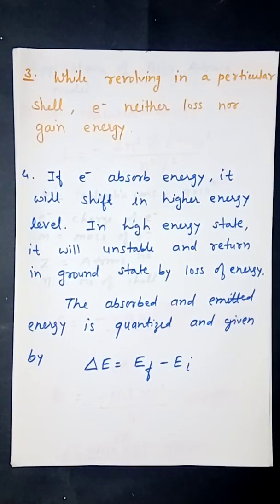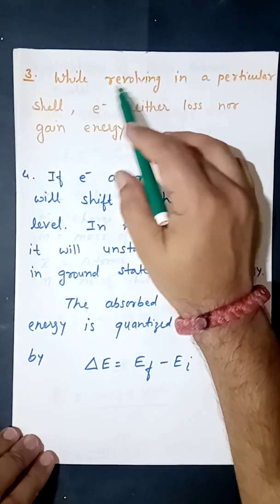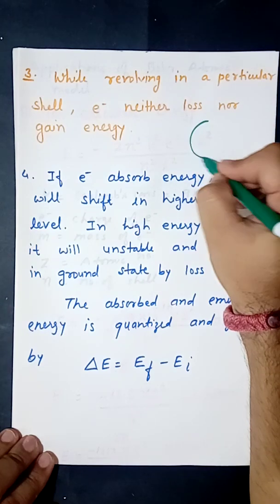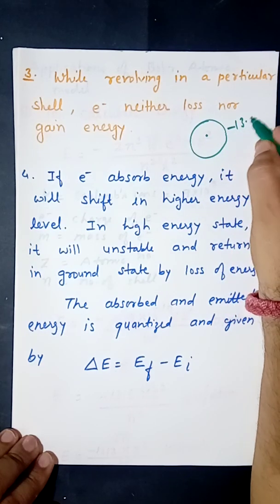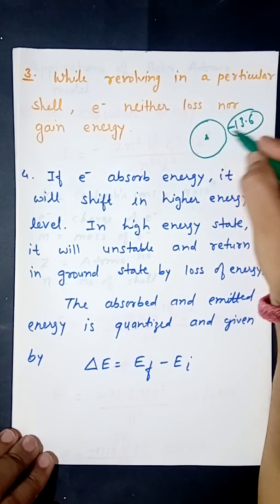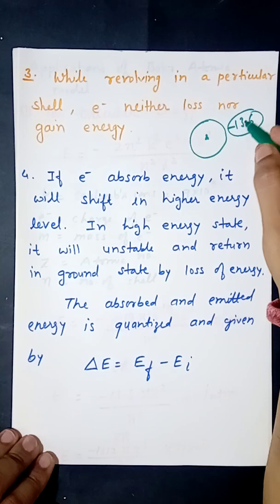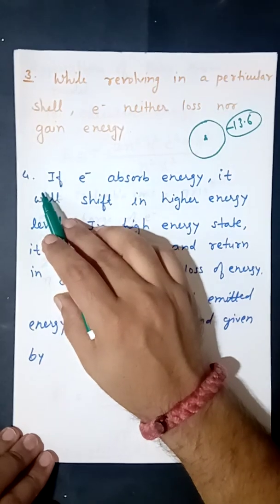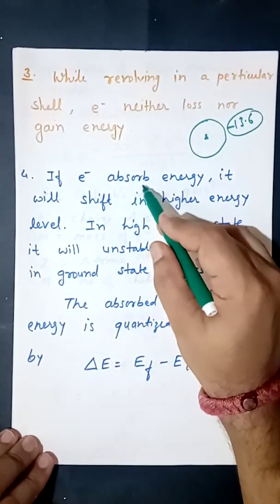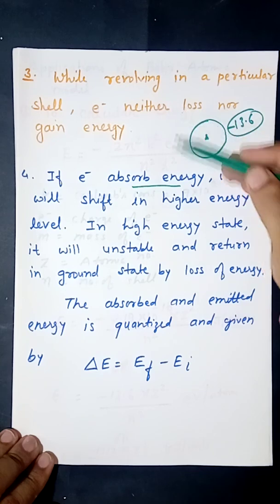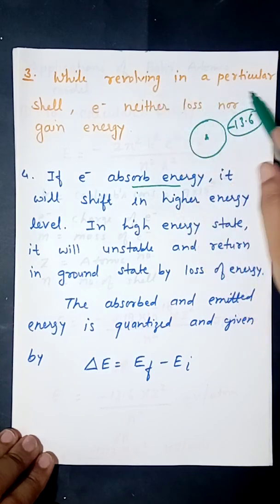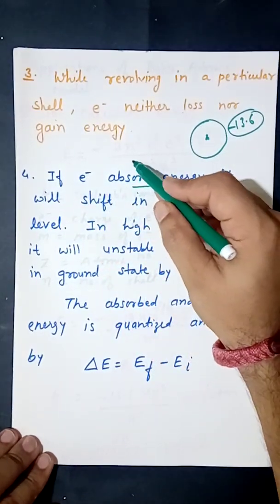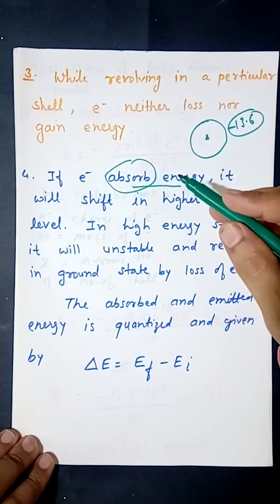Third point: when the electron revolves in a particular shell, it neither loses nor gains energy. So when the electron revolves here, in the first shell, its energy is minus 13.6 electron volt, and this energy always remains the same, constant. It will not lose energy, it will not gain energy. Fourth point: if the electron absorbs energy. Now you might have some confusion here. We discussed that energy is neither lost nor gained, and here we start with if the electron absorbs energy. So in which condition can the electron absorb energy?